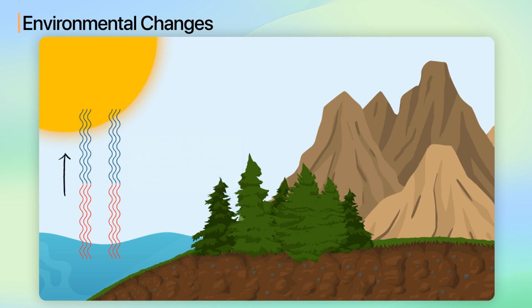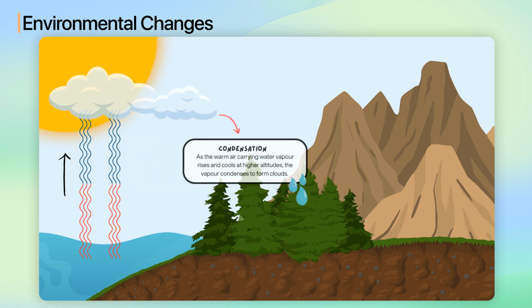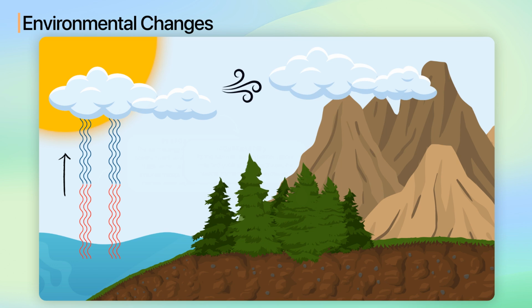As the water vapor ascends, it encounters cooler temperatures at higher altitudes. This cooling causes the water vapor to condense, forming tiny droplets of water that cluster together to create clouds. This process of condensation is essential for the formation of precipitation. Clouds are constantly moving, driven by wind currents.